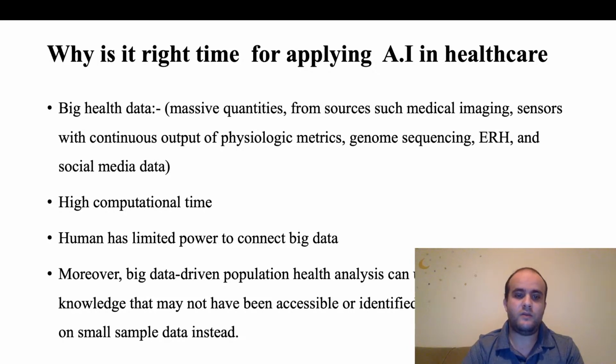Another thing is big data-driven population health analysis. We need to study humans at large scale, with a lot of people included in the study. So if we have big data, we need to understand at a large scale. Previously, in some kinds of studies like surveys and questionnaires, they included a small sample size from in-person interaction with patients. Nowadays, with this huge data, we can replace that with population-level analysis.